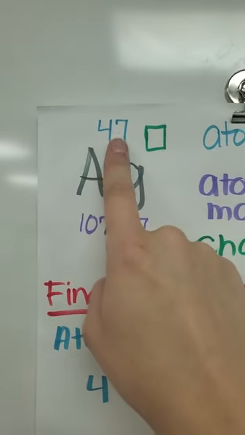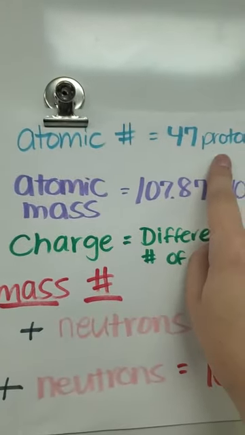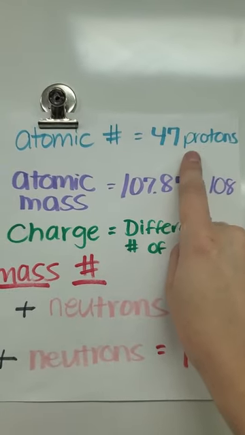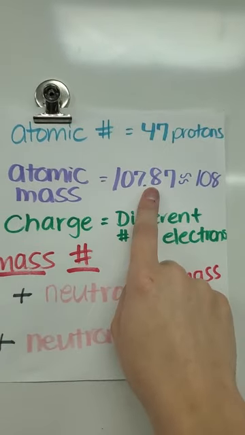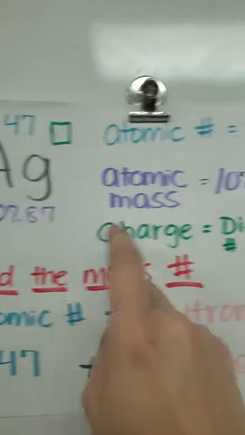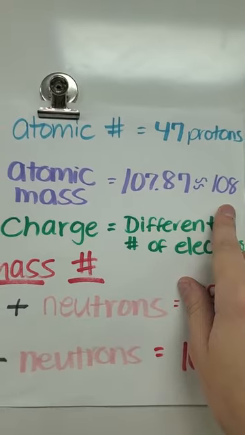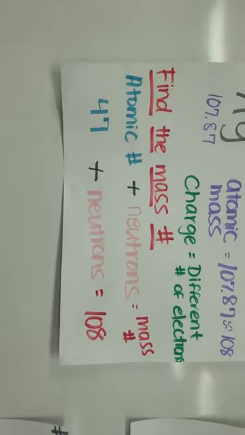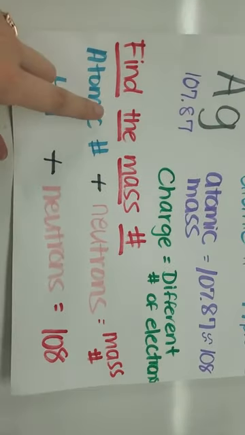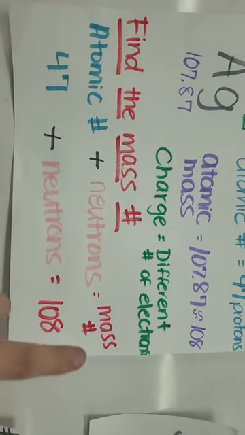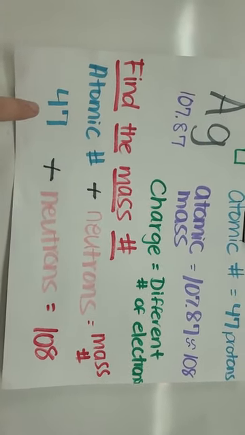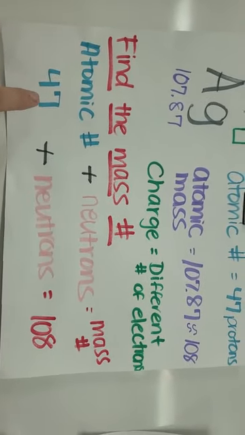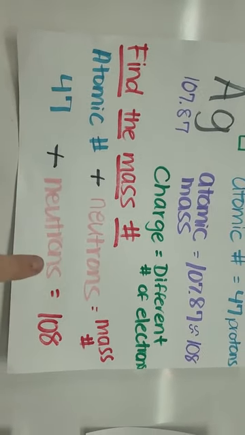So if we're looking, here's our atomic number. So we know that we have 47 protons and 47 electrons. Okay. Your atomic mass, look at the bottom under your element, and we're going to round that to about 108. Okay, so for this one, we need to find our mass number. So remember that our atomic number plus our neutrons is equal to our mass number. So we know our mass number is about 108. We know we have 47 protons, okay? But we don't know how many neutrons we have.